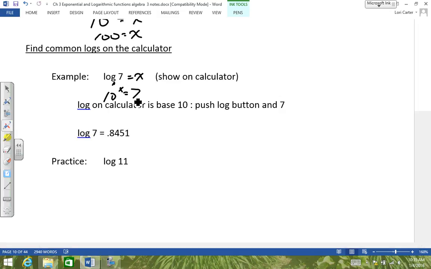So when you use your calculator, you type in log 7. When you do that, you have to have 4 decimal places. If you do not have 4, you're rounding too soon, and your answer will be wrong. So you must go out to 4 decimals every time you're using logs on the calculator. Everybody good? Okay, so you typed in log 7. Did everybody get 0.8451?